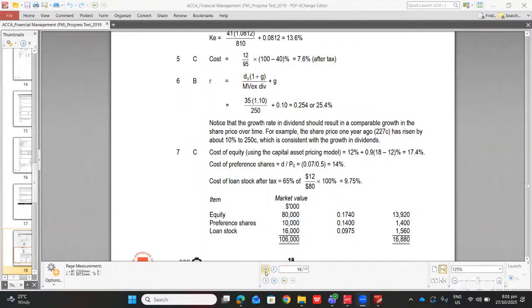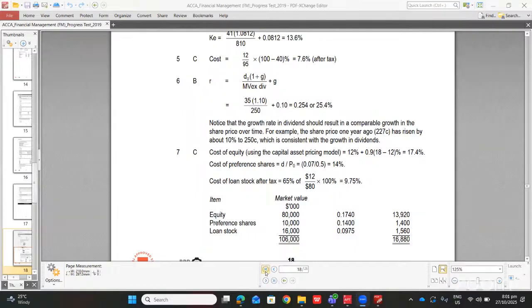So all the information is there. Very quickly, you work out the cost of equity, the cost of the preference share, and the cost of the loan stock. Then you just compare your market values, whichever method you want to use, whether you put all the market values and treat them as a percentage, or multiply the market values by the percentage and add them up.